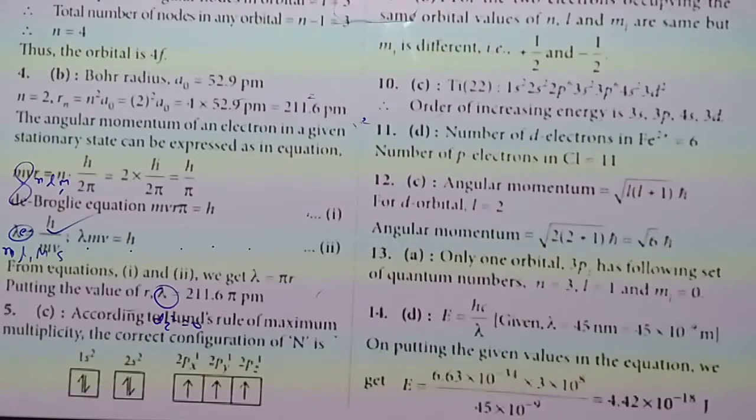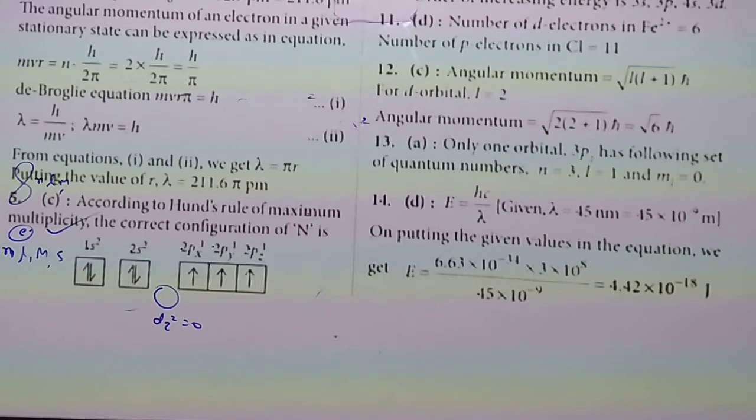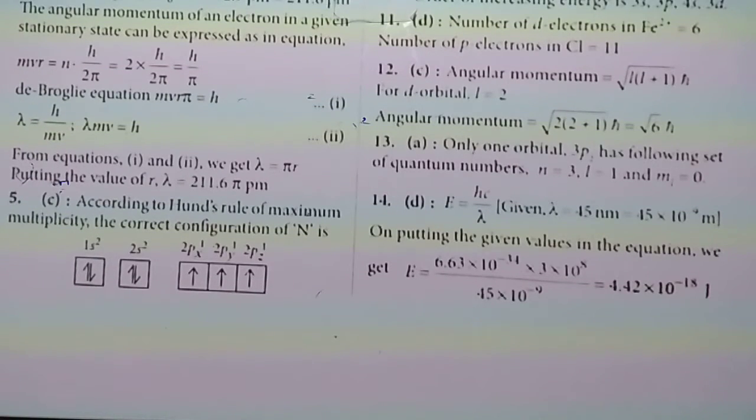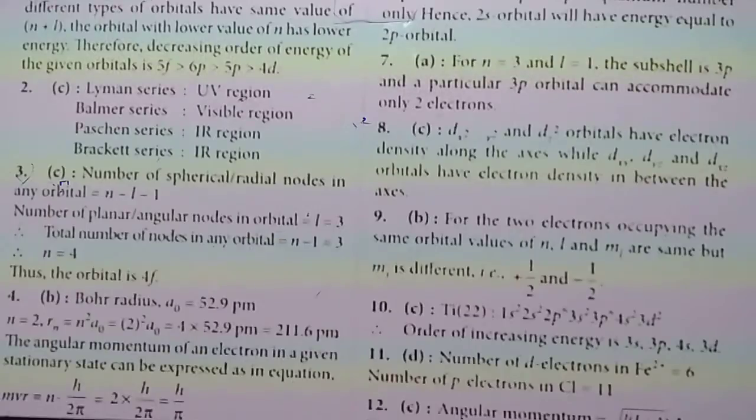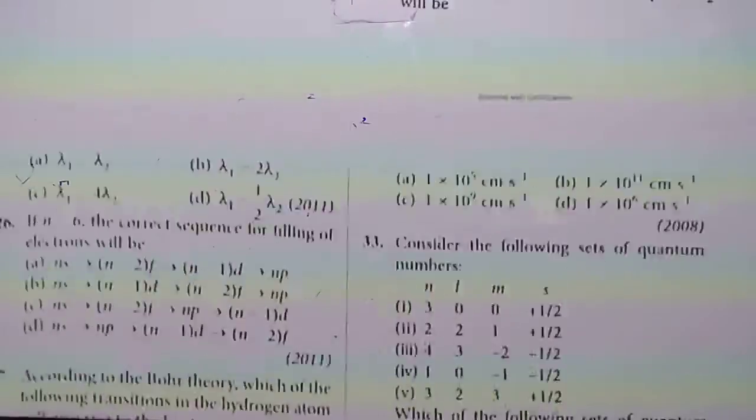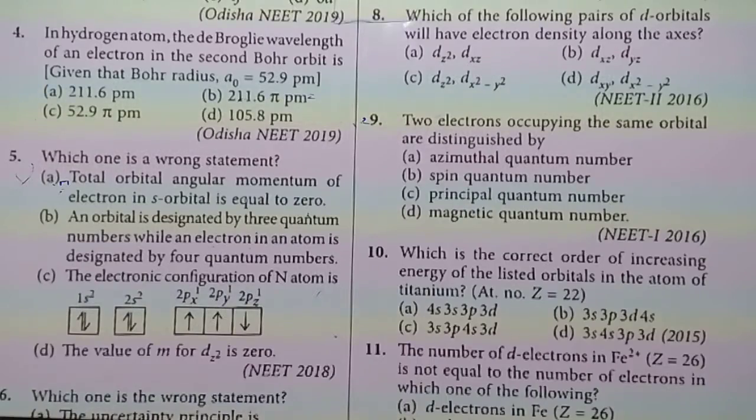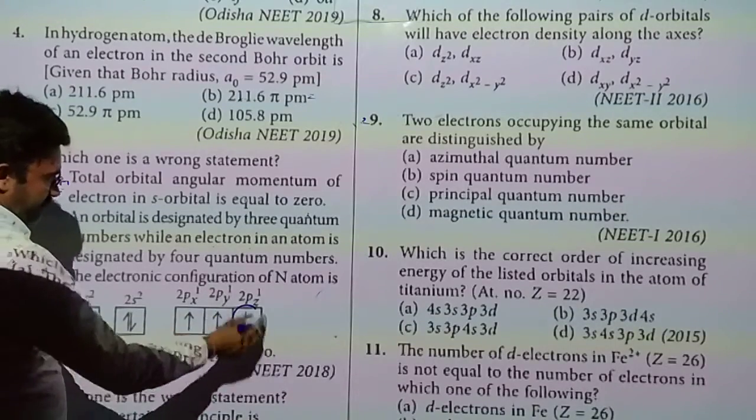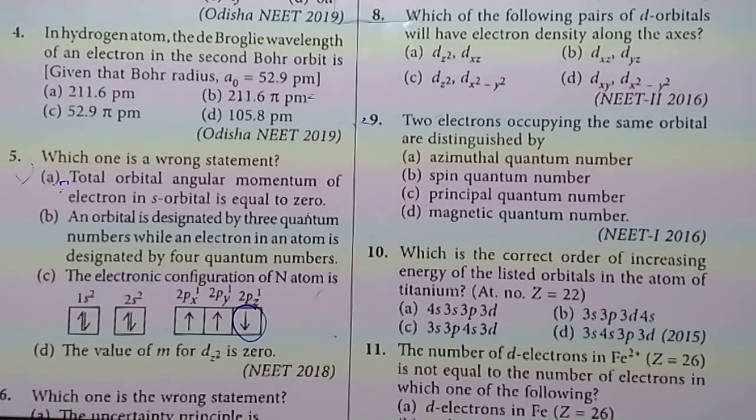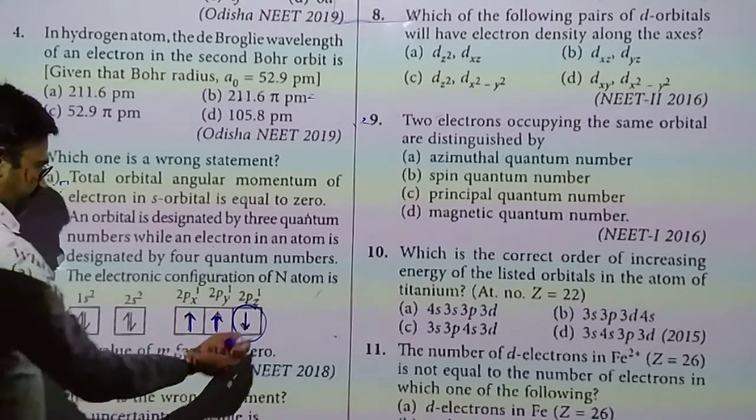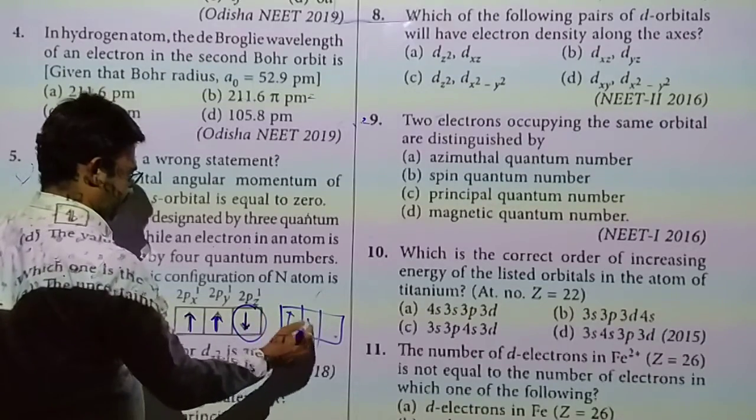So in question number 5, according to Hund's rule of maximum multiplicity of electrons, the configuration is 1s2, 2s2, 2px1, 2py1 and 2pz1. Why? You can see here it is given in the opposite direction. These two are clockwise, so the third should also be clockwise. So the third one is wrong.